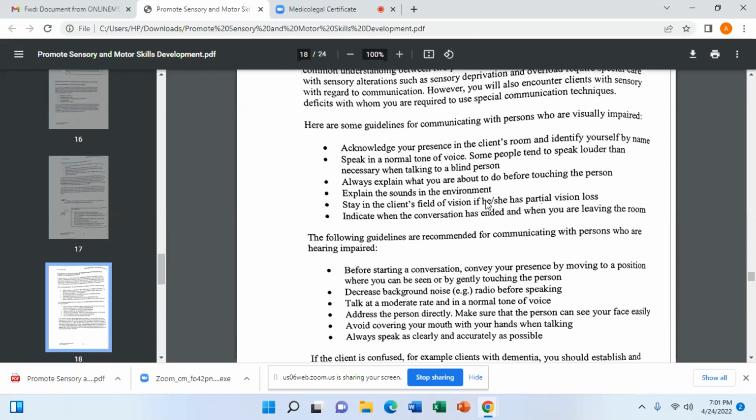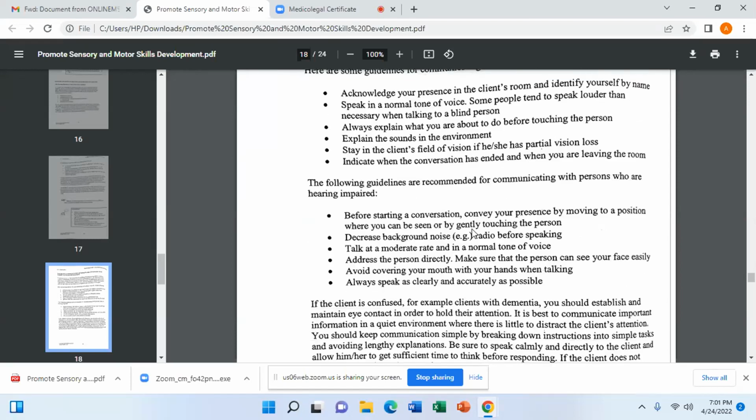So whether they're partially impaired, at least they feel some form of sense of belonging when you stay in their field of vision rather than stepping out of their sight. And indicate when the conversation has ended and when you're about to leave the room.